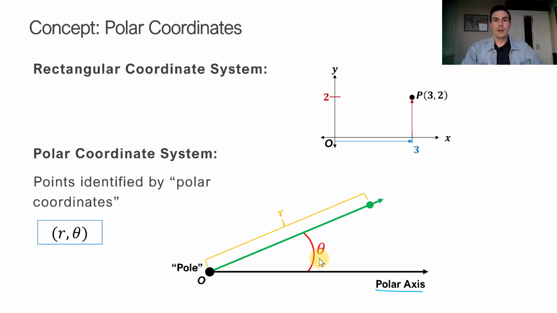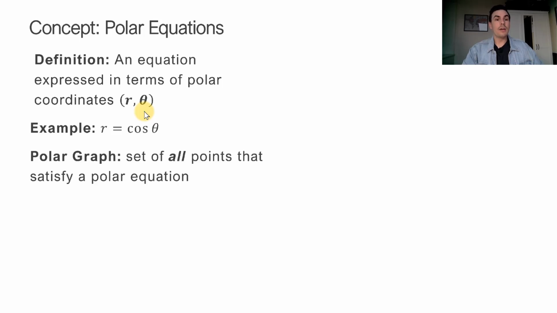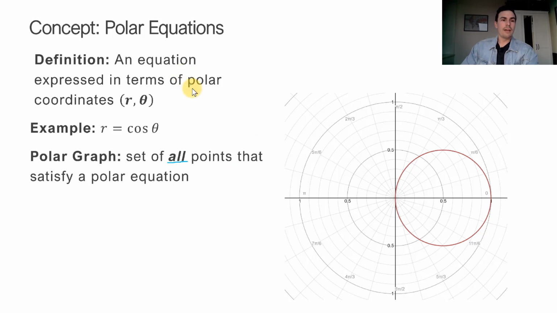Alrighty, let's get into some polar equations now. The definition of a polar equation is really just an equation in terms of polar coordinates, r and theta. A very simple example would be r equals cosine theta. A polar graph is the set of all points that satisfy a polar equation. Notice I highlighted all, because what you typically get with these, not always but often, when we graph a polar graph, is this kind of closed system. It starts to repeat itself after a while.